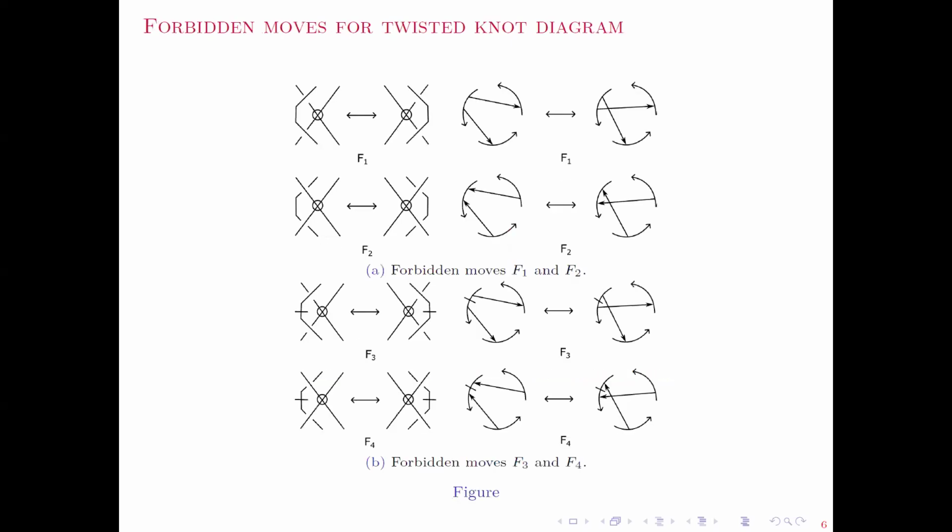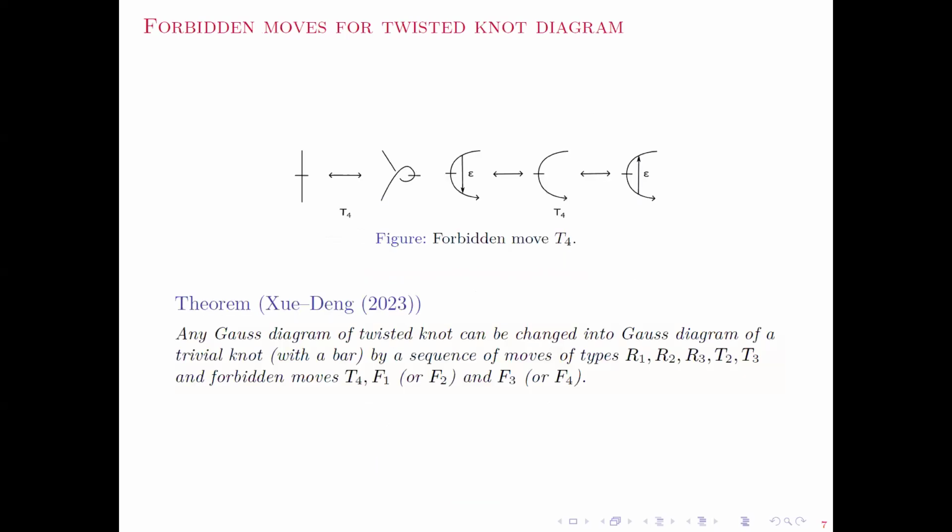Now the forbidden moves. We already have F1, F2, F3, F4 for classical and virtual knots, those four forbidden moves. Now we have an extra forbidden move, which is called T4. This is like a first tridimensional move with a bar. So you are not allowed to open this loop if there's a bar inside it. The right side is just the Gauss diagram representation of the forbidden move.